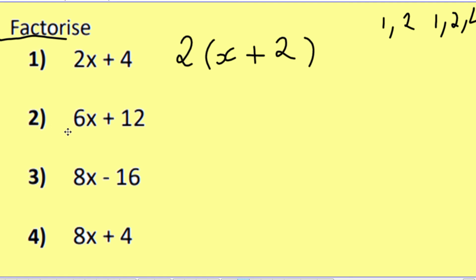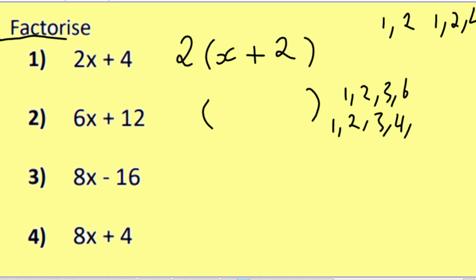Okay, so again, we're going to put a pair of brackets for number 2. We're going to look for a number that goes into 6 and 12. Well, there are several numbers that go into 6 and 12, but we want to try and find the biggest. So the factors of 6 first: 1, 2, 3, and 6. And the factors of 12: 1, 2, 3, 4, 6, and 12. Okay, so although 1, 2, and 3 are in both lists, we look for the largest, which is 6. So 6 is the largest common factor, so we put 6 outside the bracket. To make 6x, you times by x, and to make 12, you multiply by 2.